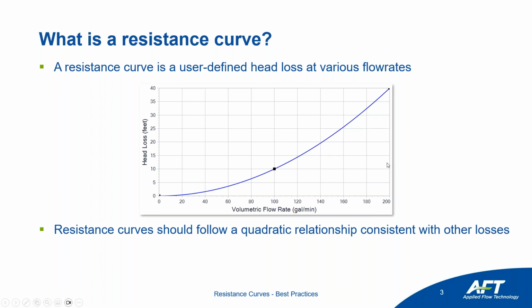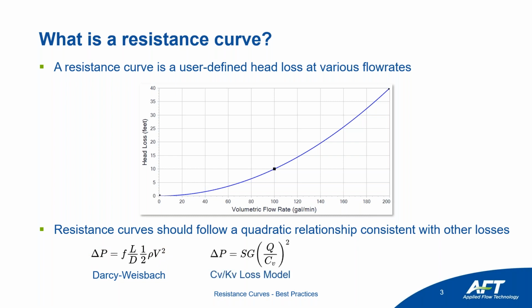So these resistance curves should follow a quadratic relationship. So again, we should see that increasing slope as we increase with volumetric flow rate. And that's going to be consistent with a lot of the other pressure losses that we see in a hydraulic system. So for example, the Darcy-Weisbach equation, which is for pipe friction losses, we can see that same velocity squared term as related to the pressure loss. So as you double your velocity, you actually quadruple your pressure loss.